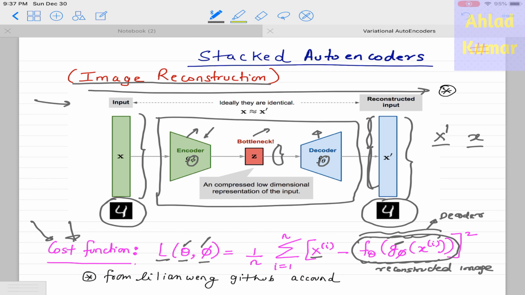We have already discussed this in our earlier lectures. So this is one type of autoencoder that is used for image reconstruction. Please note that I have taken this image from Lilian Weng's GitHub profile. If you want to look at this image, you can go to her website and see it from there.